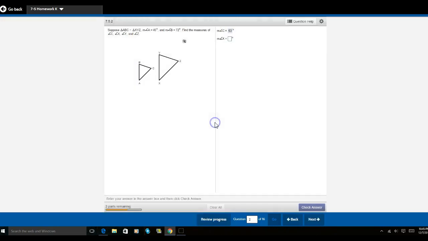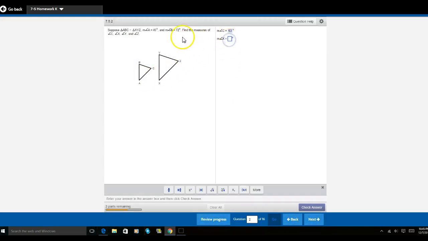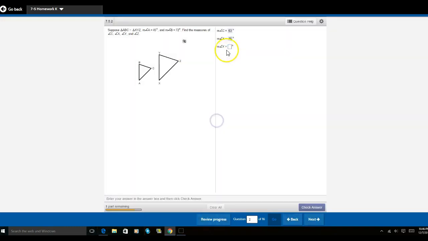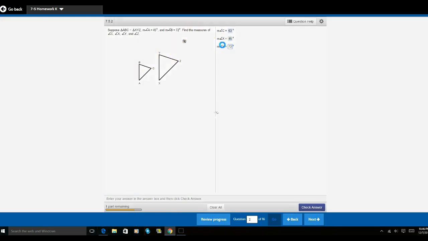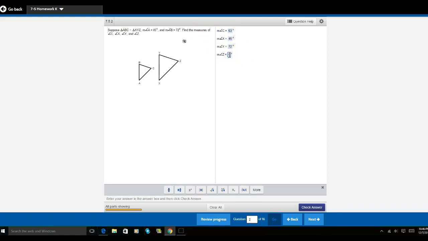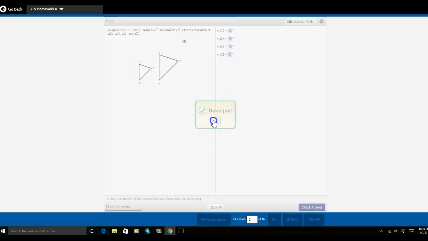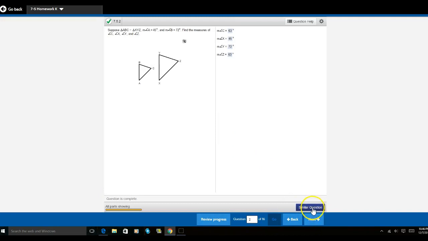And it is. So that means that angle X is going to be equal to what angle A was, so that should be 45. Angle Y corresponded to angle B, so it's going to be 72. And then angle Z is going to be the same as angle C, so it is going to be 63. And that's all right.